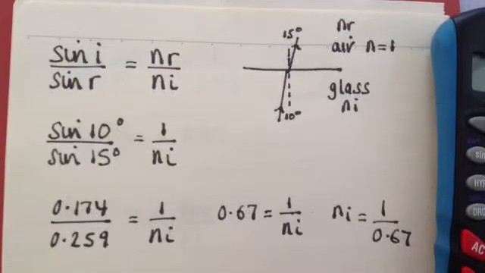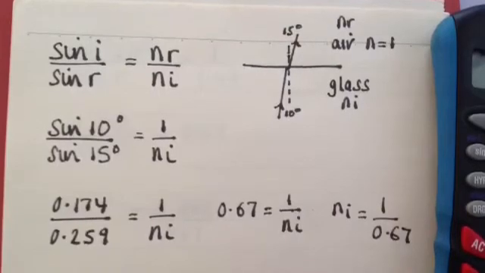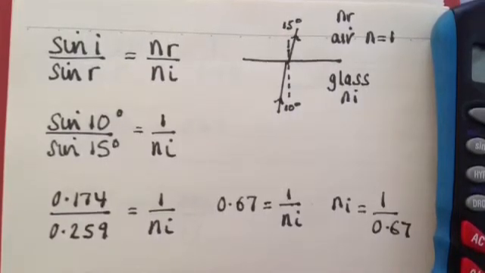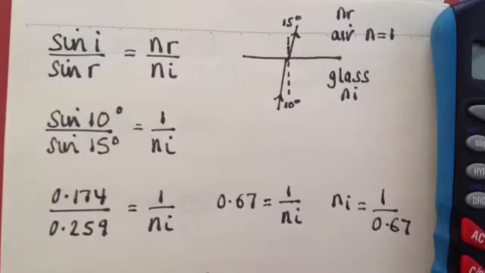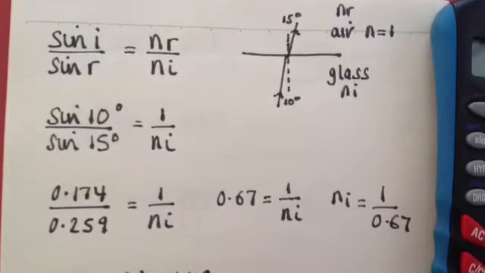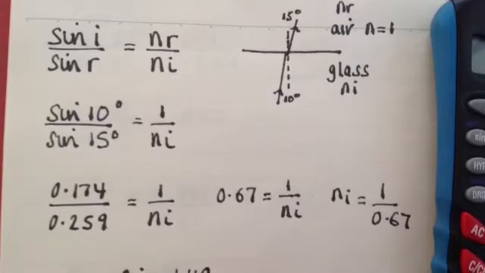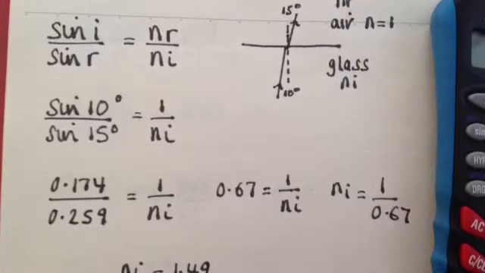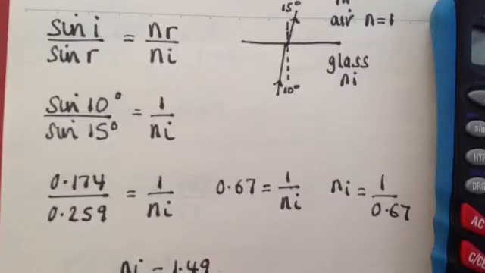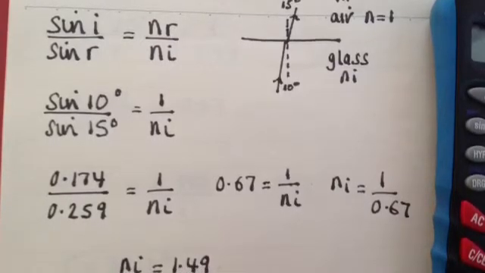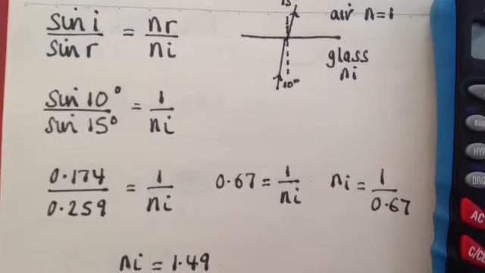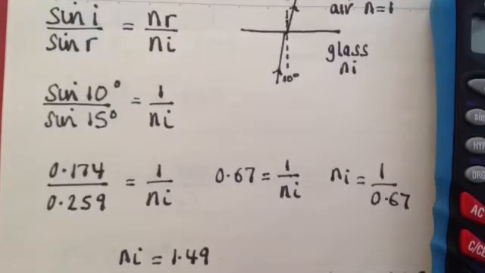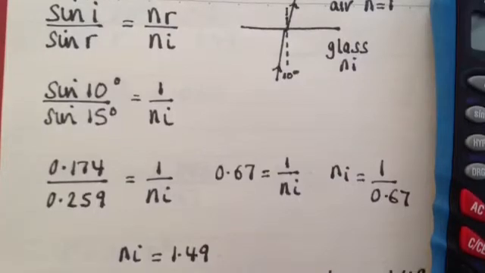Snell's law says that the sine of the angle of incidence, sin I, divided by the sine of R, the angle of refraction, is equal to nR over ni, where n is the refractive index of the two materials at the boundary. So here, nR, the material that refracted the light in our experiment, is air, and ni, the material that the incident light was moving through, for us, is the glass.